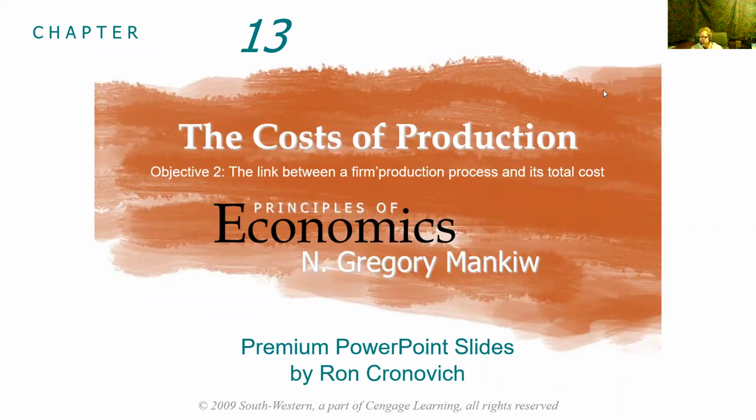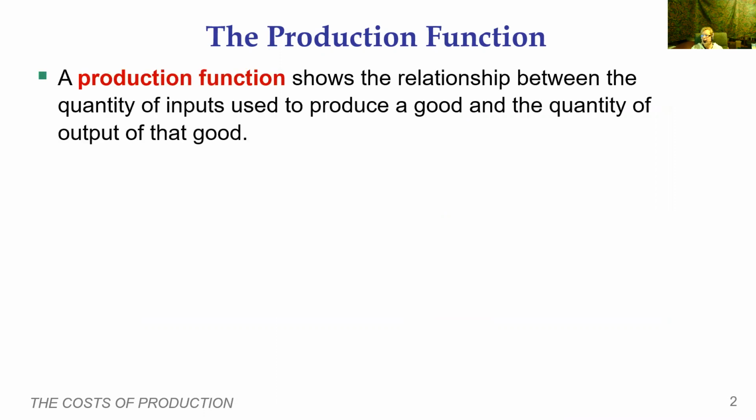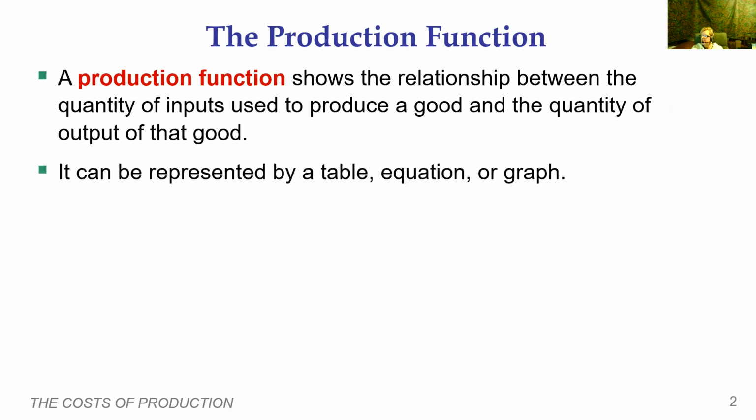Okay. So again, the cost of production. All right. What is the production function? The production function basically says, as we change inputs, what happens to output? So it's a relationship. And we can look at it in a table, an equation, or a graph. And we're going to go ahead and present the production function using an example.